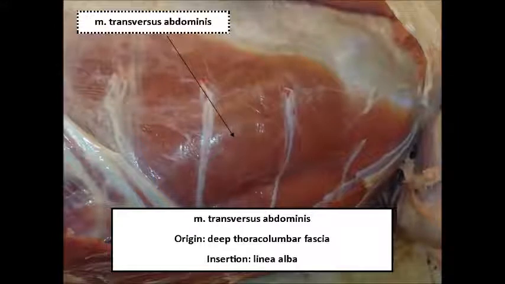The muscular system. Learning all the muscles in the bovine may seem very daunting, so to make it easier, we will tackle them in sections. Muscles of the abdomen. The transversus abdominis muscle originates in the deep thoracolumbar fascia and inserts in the linea alba.